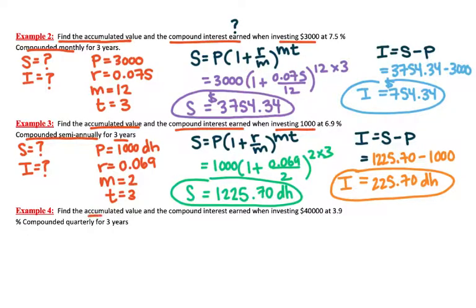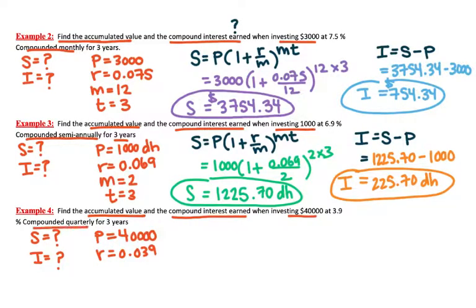One last question. Find the accumulated value again. So find the S, find the future value, and the compound interest earned I. When investing $40,000, that's the starting amount. P is $40,000. 3.9% is the R, 0.039, compounded quarterly. So again, I see the word compound.